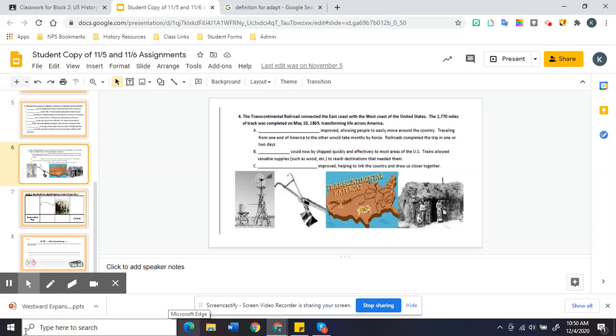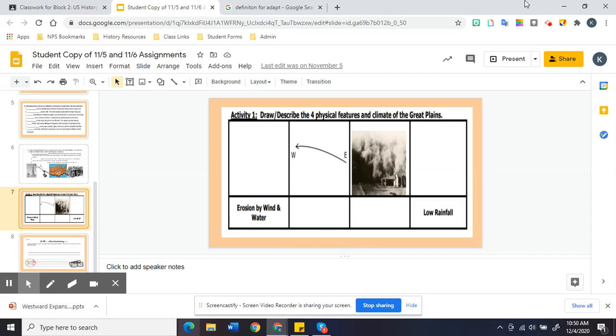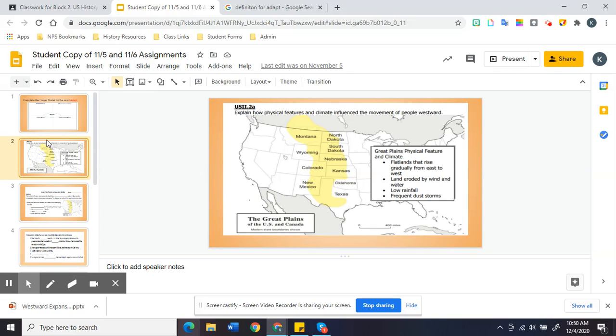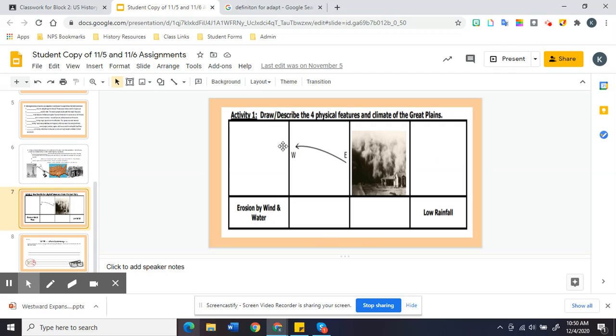Okay, so now we have our last slide, which you're going to do independently. There are 4 physical features of the climates of the Great Plains. You're going to either fill it in with a picture for erosion, find something on Google that describes erosion by wind and water. And then what is this physical feature? You can use slide 2. What's the physical feature that goes from east to west? You'll write it here. Then what is this? You'll give the physical feature here and then find a picture that represents low rainfall.